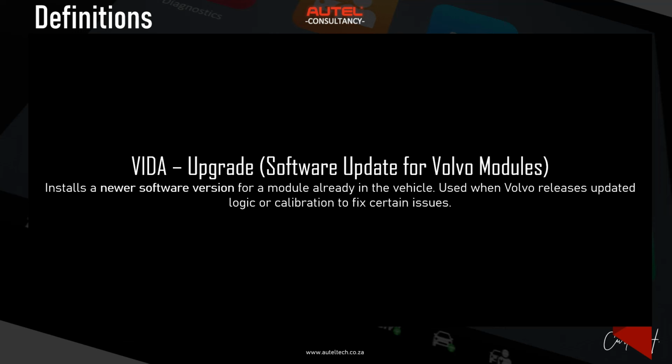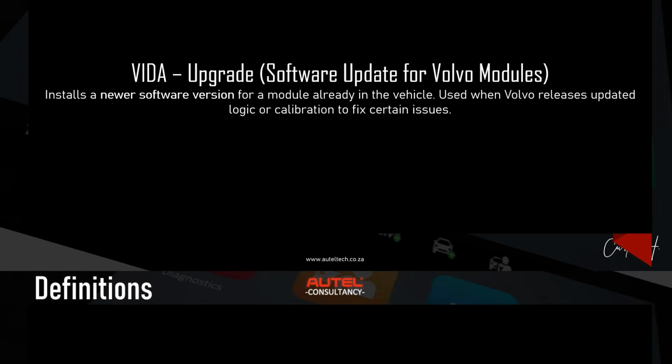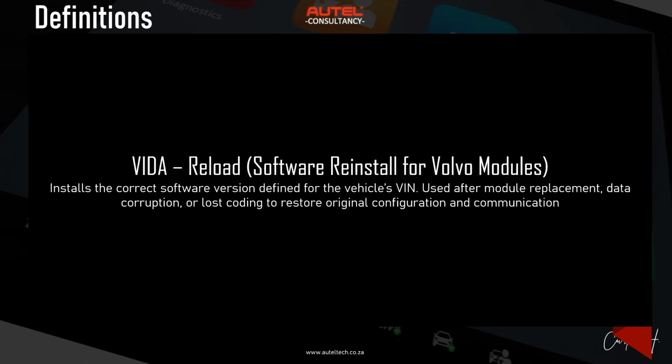Okay, so next we have VIDA upgrade. When you see this term upgrade next to a calibration file, it means it installs a newer software version for a module already in the vehicle. So when Volvo has a TSB and they need to update something, that's when you would select the upgrade option. The other term that you're going to see is VIDA reload. This installs the correct software version defined for the vehicle's VIN. It's used after you replace a module. If something got corrupted or lost its coding, this is the option that you would pick.